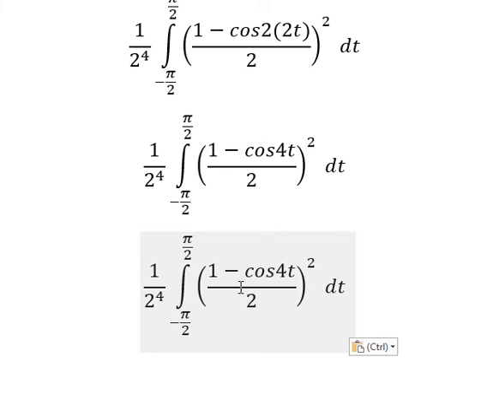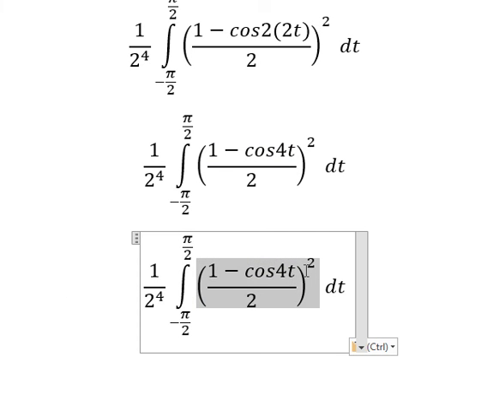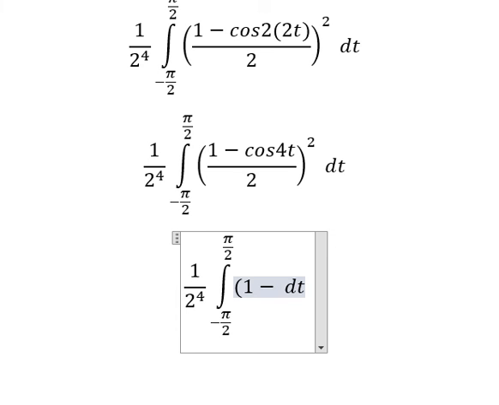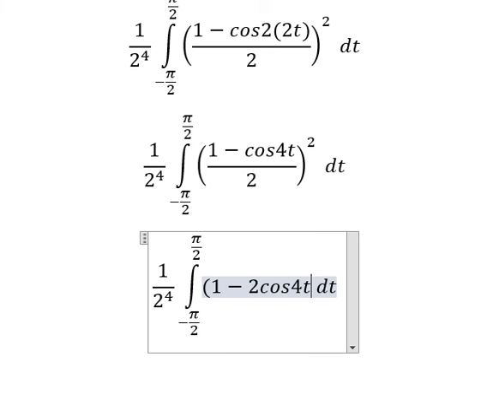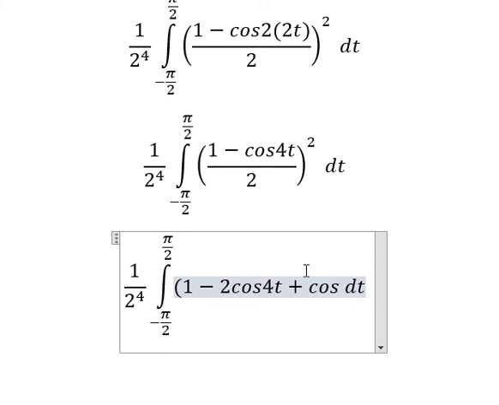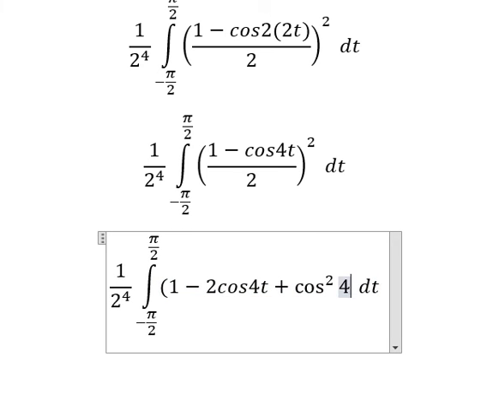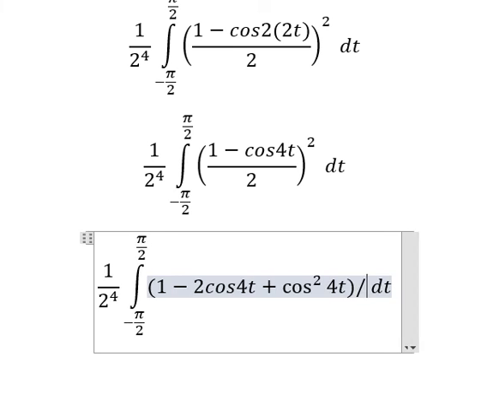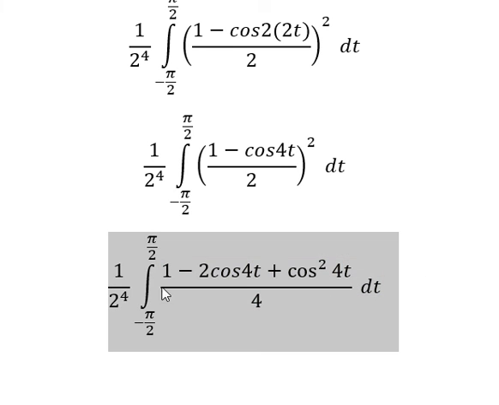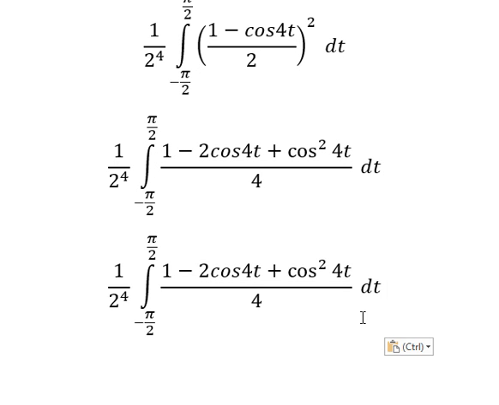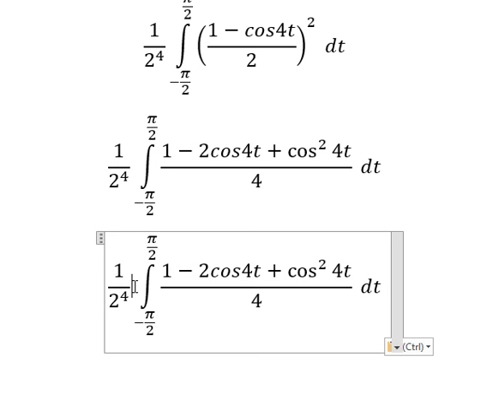The square of this one, we will have 1 minus 2 cosine 4t plus cosine 4t square over 4. So I will put number 4 outside.